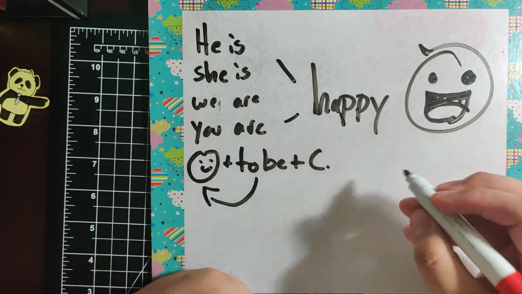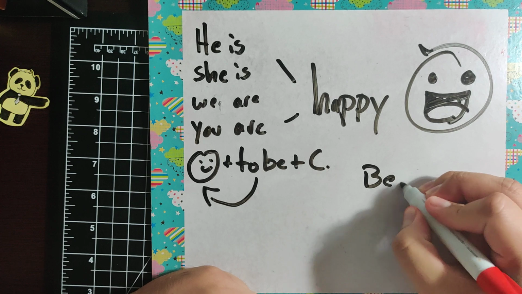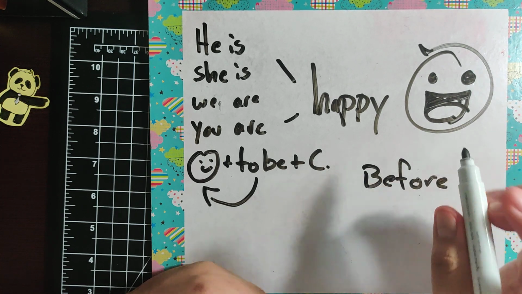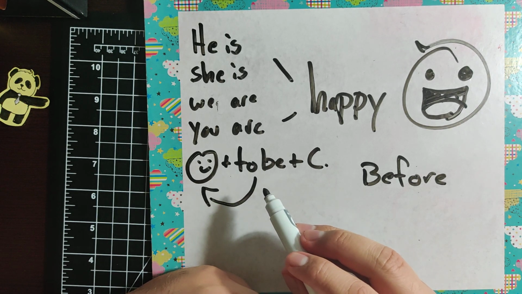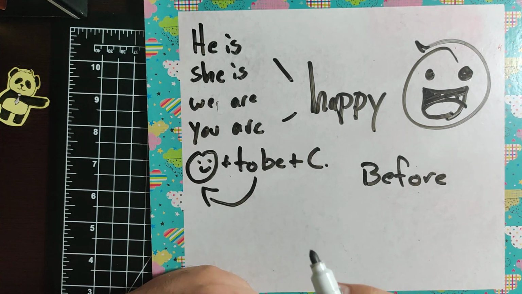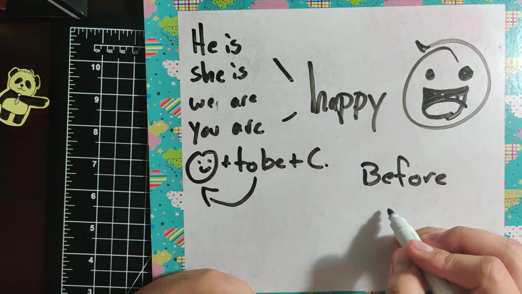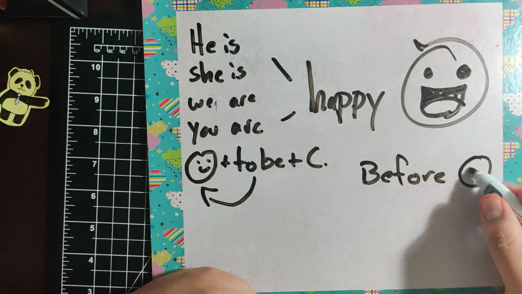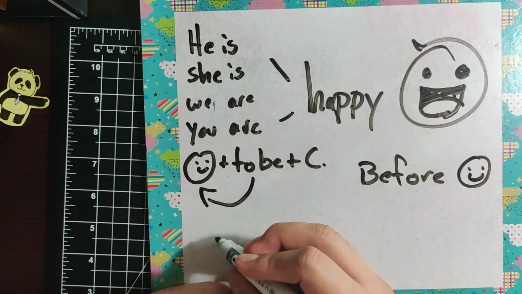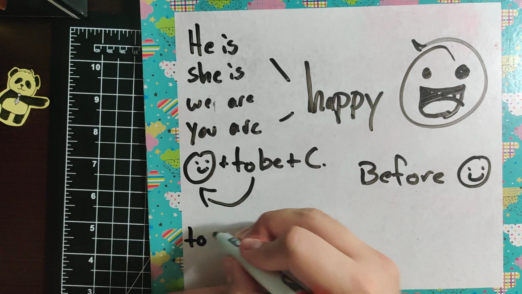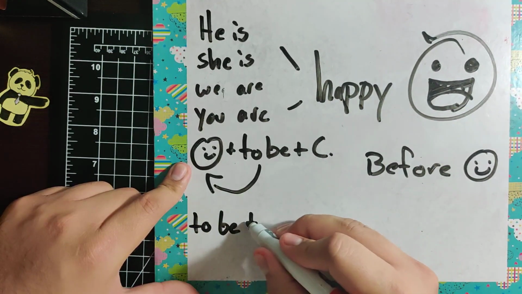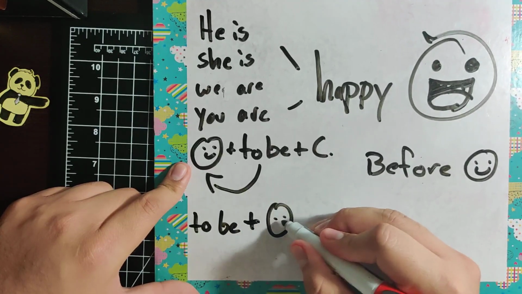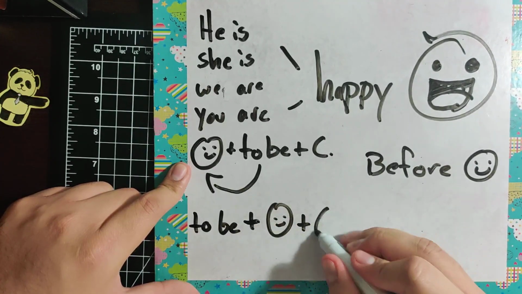Now keep this in mind. Lo que estoy diciendo. Before. Not the beginning. Because the verb to be en forma de pregunta will not always be at the beginning. So before the subject. So it's going to be questions. It's going to be to be plus subject plus complement.